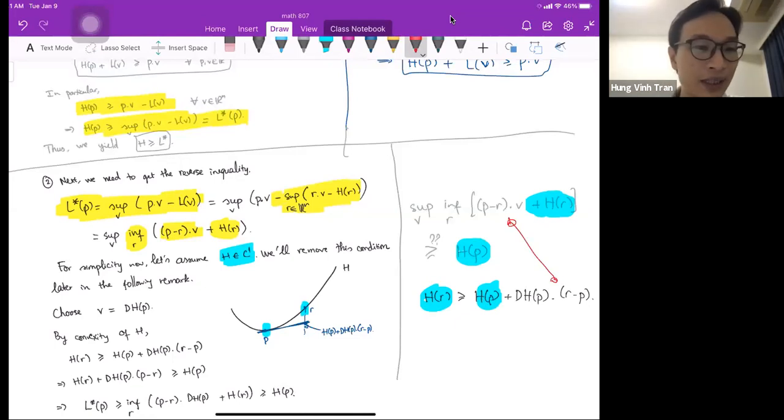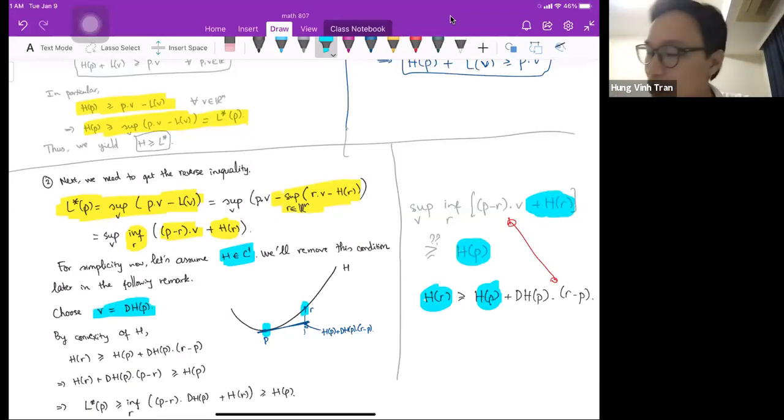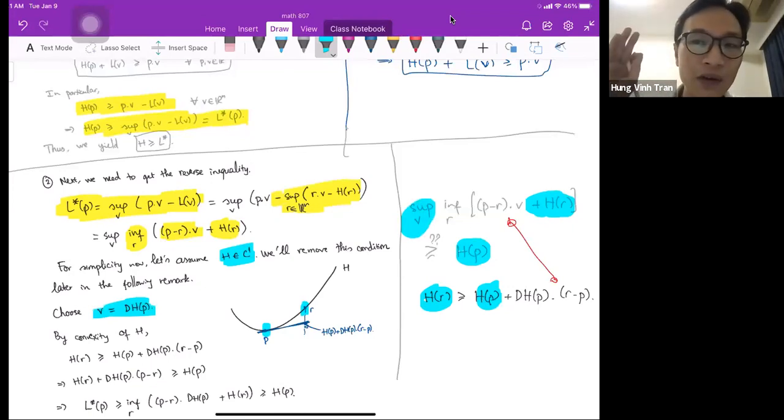And that's why in the proof we chose naturally V is dH of P, and we are done, right? Because we are taking supremum over V. That means it's the best case scenario for all the V's. So if I choose one V, that's fine, right? I choose the one that suits my purposes. That's fine. And then we are done, right?